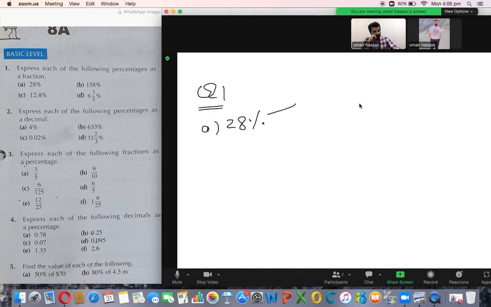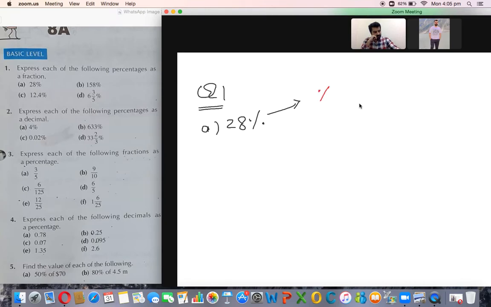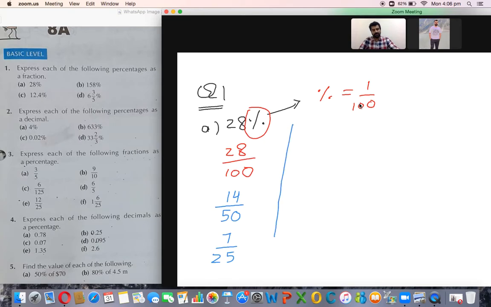So the sign of percentage is basically 1 over 100, out of 100. Whenever there is a percentage sign, you remove the percentage sign, and when you remove this sign, you divide this number 28 by 100. Now you can do the simplification. You can divide 28 and 100 by a common factor, that is 2. So 2 14 times 28, 2 50 times 100. Again you can do the simplification following the same process, to 7 times 14, 2 25 times 50. So this is quite simple, and this is your answer.